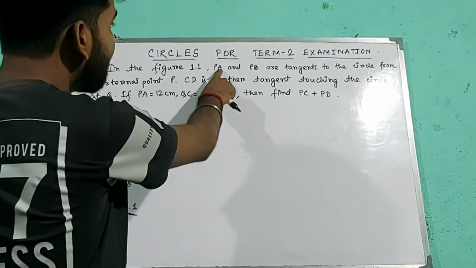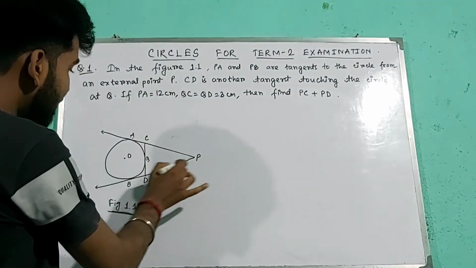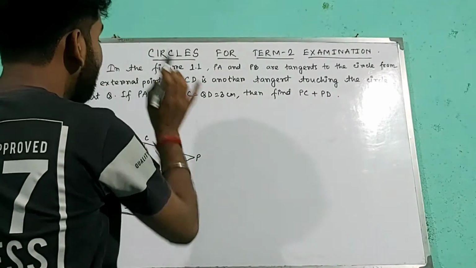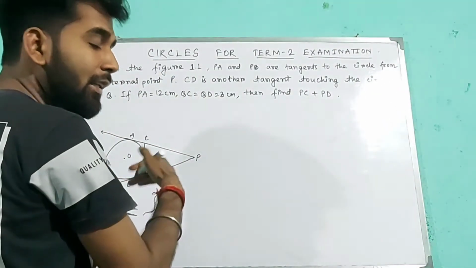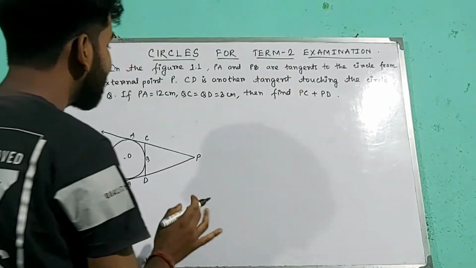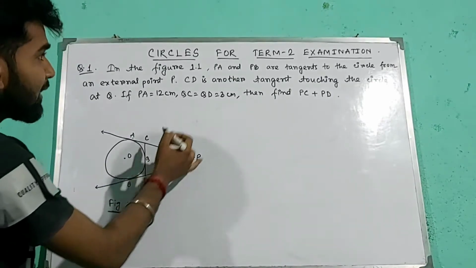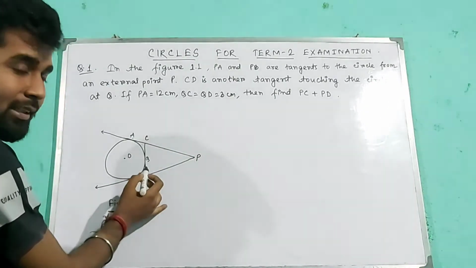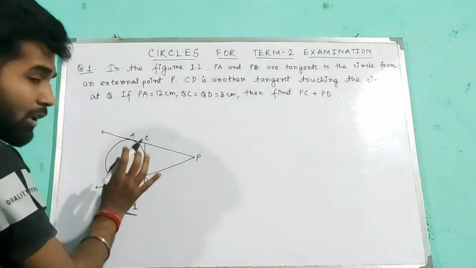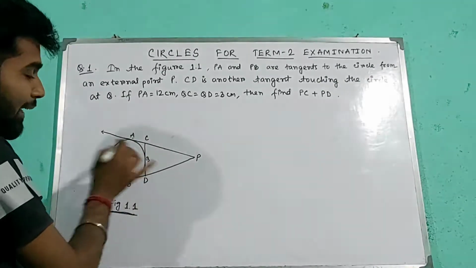In the figure 1.1, PA and PB are tangents. Clearly you can see these are tangents to the circle from an external point P, from where the tangents are drawn. CD is another tangent touching the circle at Q. That means Q is the point of contact here.